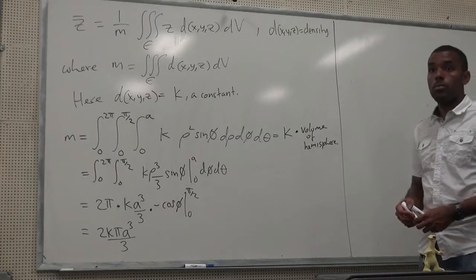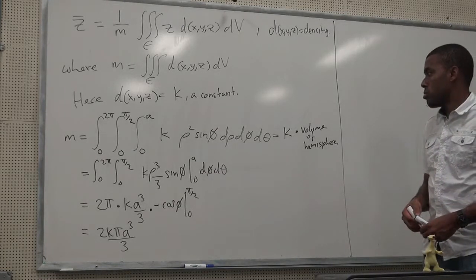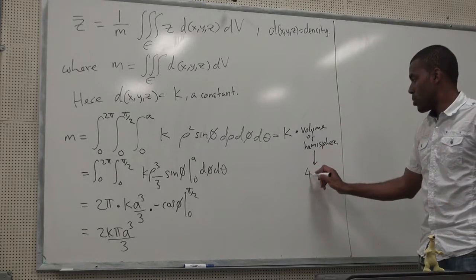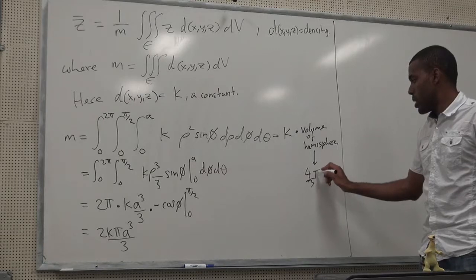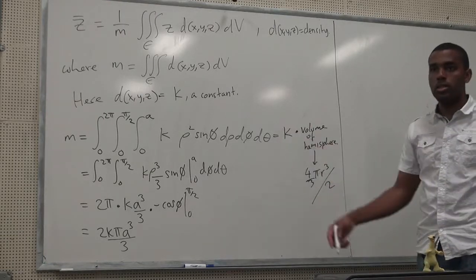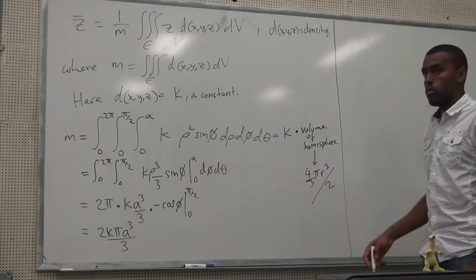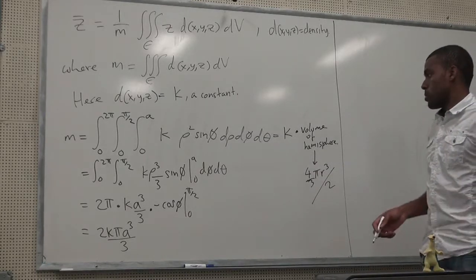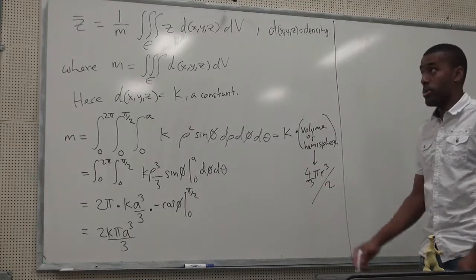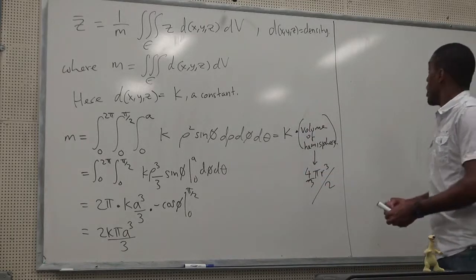This would give you 4/3 pi r cubed, and then you divide it by 2 because it's half a sphere, and then you get that answer. So yeah, you could have written this and then that. That would be fine for me.